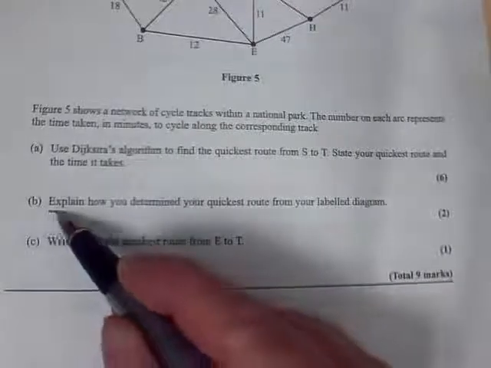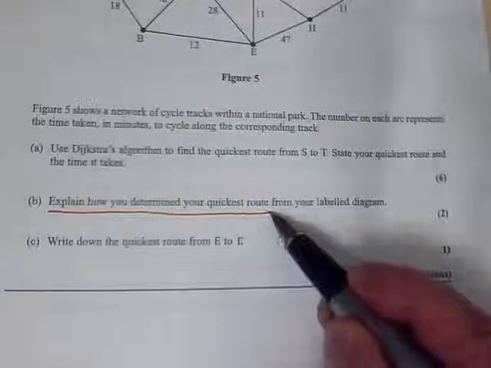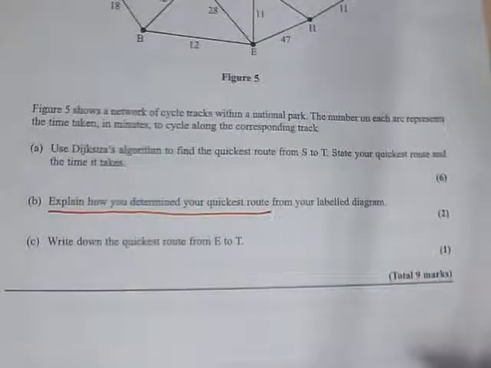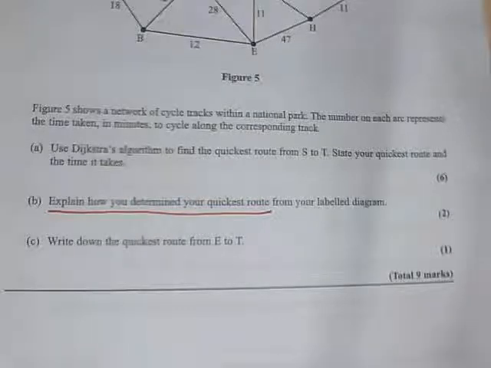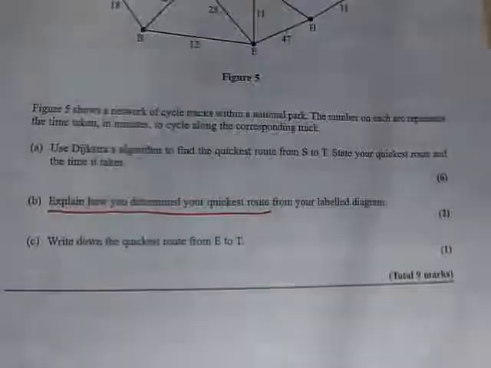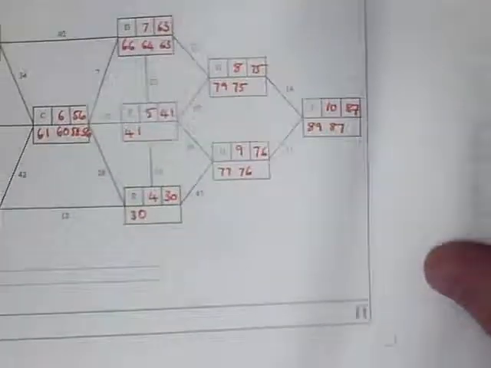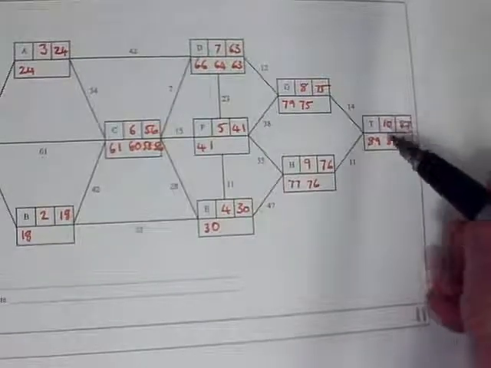Okay? Meanwhile, back at the main question, we've got to explain how you determined your quickest route. You will not get any marks for saying, I worked backwards. What you have to do is explain, okay, how you worked backwards. And the easiest way to do that is with some numbers. So, if you know you're working backwards.